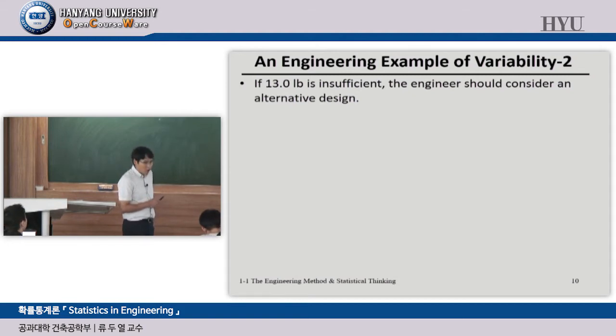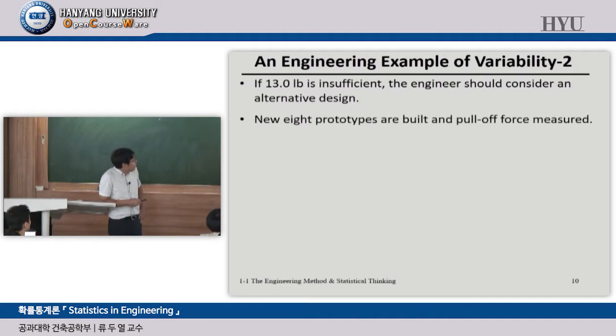If 13.0 pounds, which is the average value of the pull-off force for the nylon connector with the wall thickness of 3/32 inches, is insufficient to resist the pull-off force, the external load, the engineer should consider an alternative design because we cannot use this nylon connector in an engine. So we select 8 new prototypes, and the pull-off force of these 8 prototypes is measured.